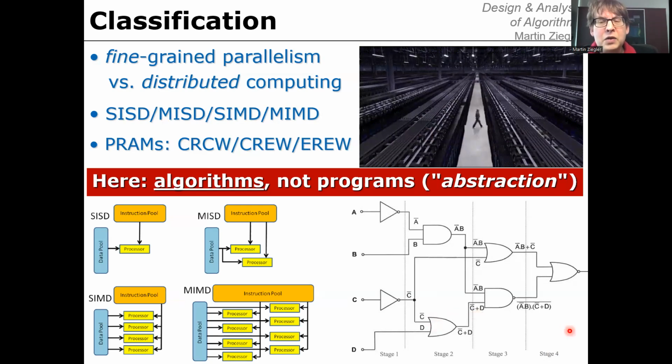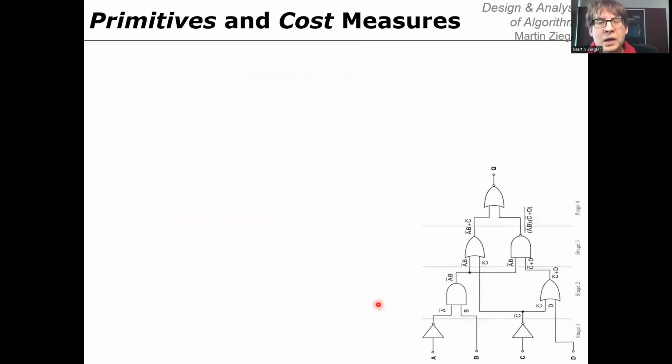Typical or characteristic for a circuit is that every gate operates only once, and then the operation proceeds to the next stage. From then on, these two gates, for example, will remain dormant. I'll get back to that subtle distinction in a few minutes. So long story short, in this chapter 9, we focus on circuits as a model of parallel computing.